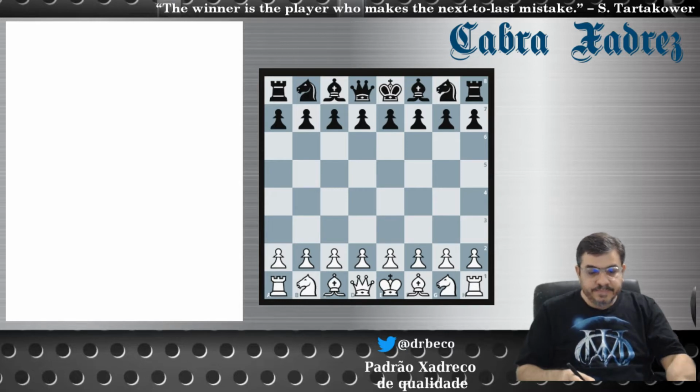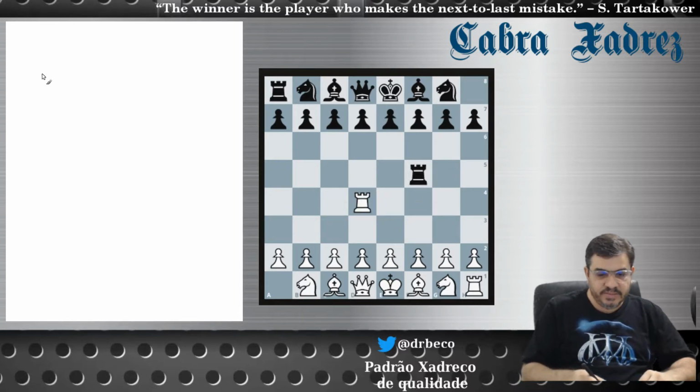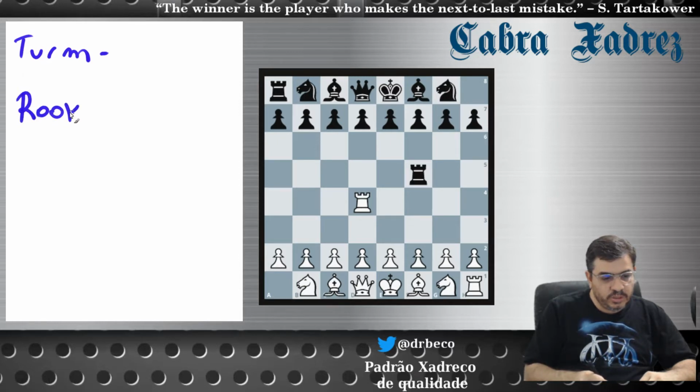And then we have these guys here. What is the name of this piece? It's the Turm. They are the rook in English, and in Portuguese torre, and in Italian also torre.